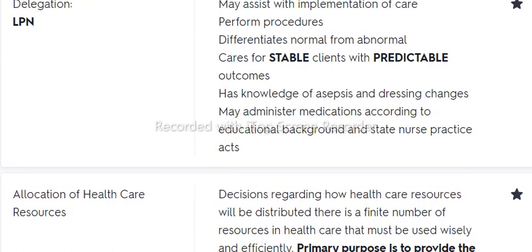Delegation. LPN may assist with implementation of care, perform procedures, differentiate normal from abnormal, care for stable clients with predictable outcomes, has knowledge of asepsis and dressing changes, and may administer medications according to educational background and state nurse practice acts.